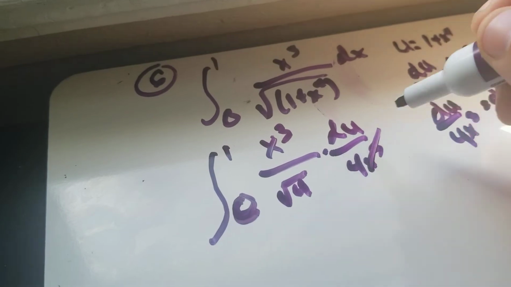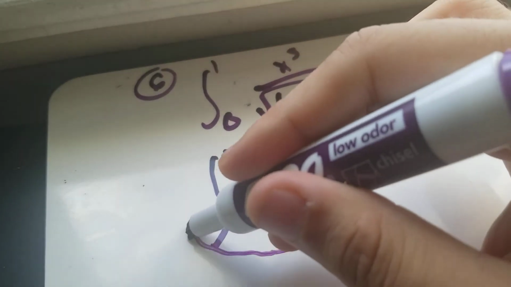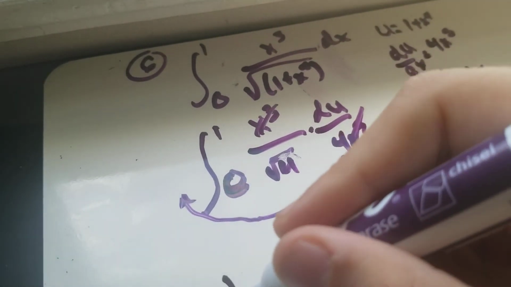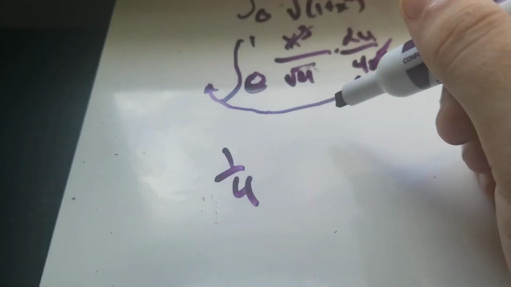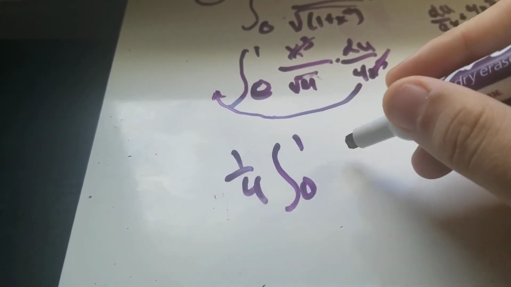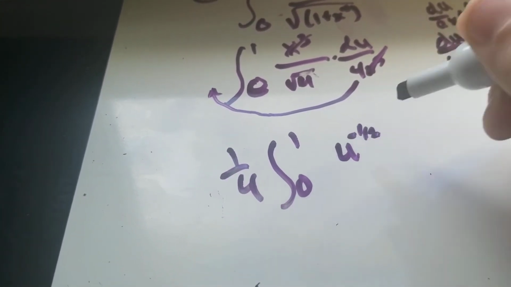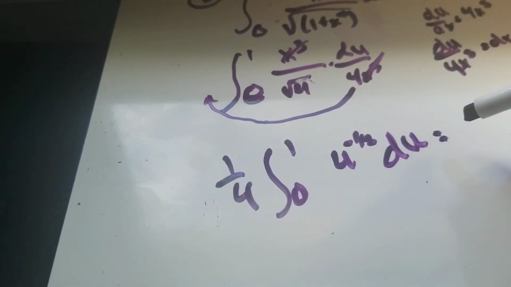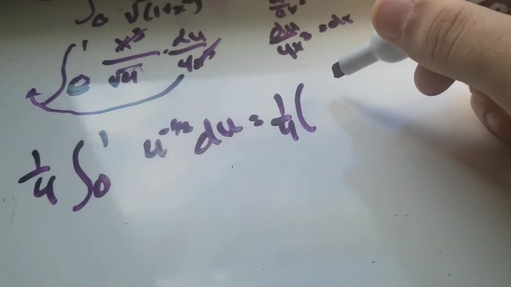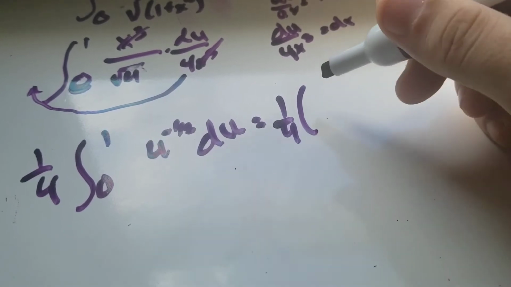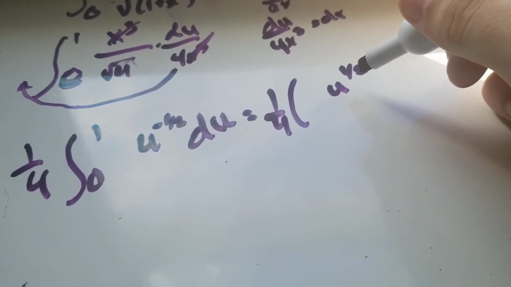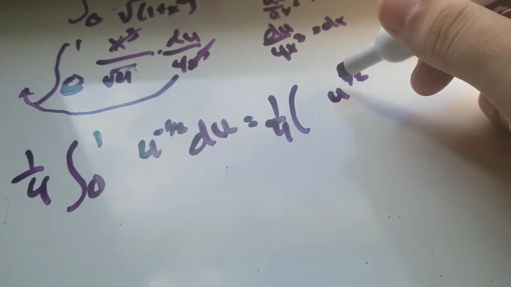We have x to the 3rds here, so that cancels out. This 4 I can move to the front. And then this u I'm going to rewrite. So we have a 1/4 in front. Sorry about that. 1/4 in front, the integral from 0 to 1. This u in the denominator, I'm going to rewrite as u to the negative 1/2 power du. All right, let's integrate that. 1/4. Now we're going to find the integral of that, which is, we're going to add 1, so that's u to the 1/2 power, and then we're going to have to divide it by the new exponent. So divided by 1/2 is 2.